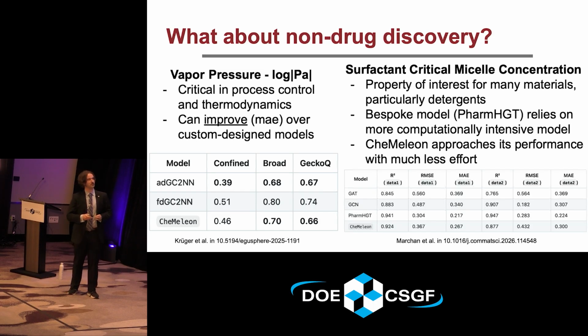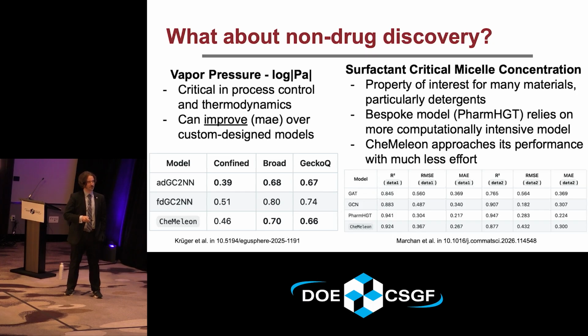Another interesting one for materials people, or people that really like detergent, surfactant critical micelle concentration is what concentration do you have to mix something until it starts to spontaneously form micelles. If you've ever used detergent, this is what it does in order to get the dirt off your clothes. Again, we were approaching, in this case, a bespoke model called pharmaceutical or farm something hierarchical graph transformer. So you hear transformer there, you think that this takes about a week to train, which it does. Ask me how I know. And again, in this case, we are seeing our Chameleon model with no hyperparameter tuning, single shot, approaching the performance of the absolute best model.